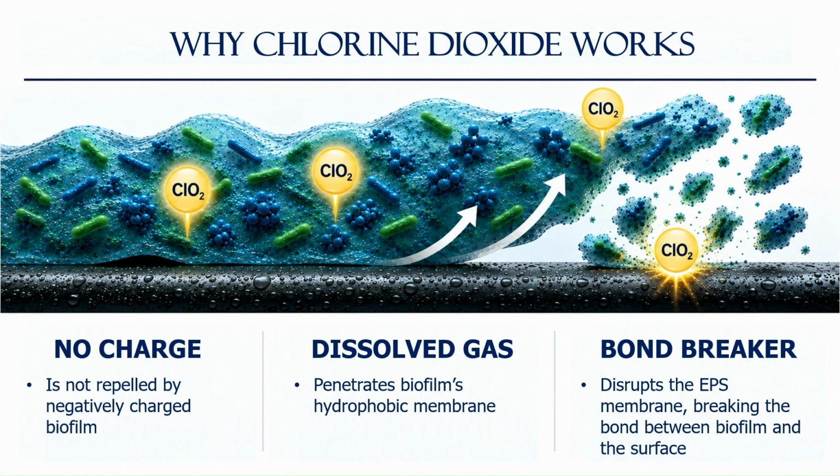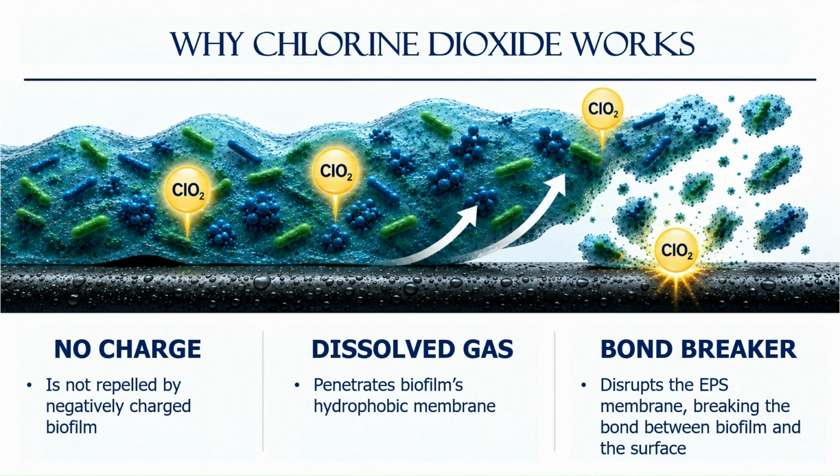Now, let's look at why chlorine dioxide works. Biofilm has a negative charge. Chlorine dioxide is neutral in charge, so it is not repelled by the EPS matrix. Biofilm is also hydrophobic. Chlorine dioxide is a dissolved gas, which allows it to penetrate the biofilm matrix. These unique properties disrupt the EPS matrix and allow chlorine dioxide to break the bond between the biofilm and the surface.